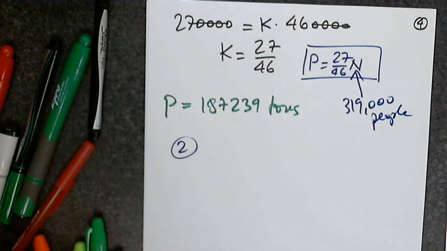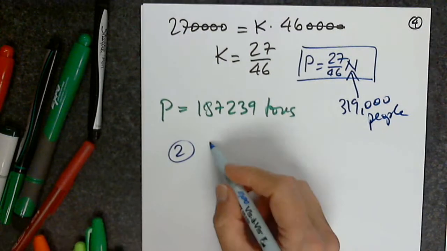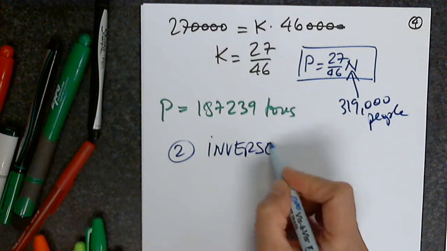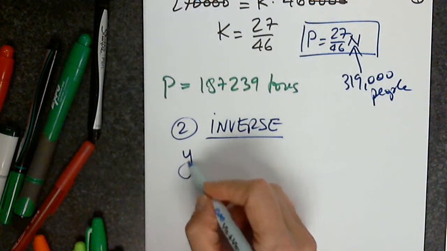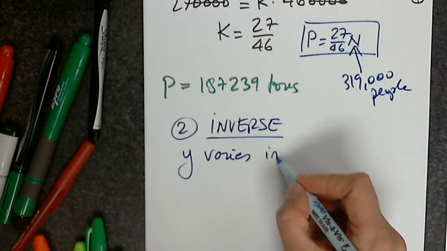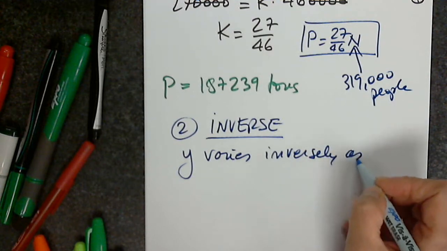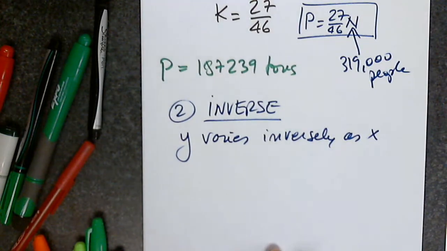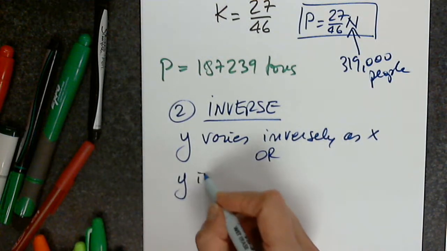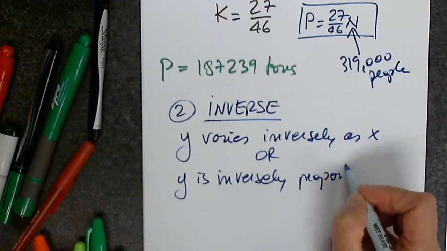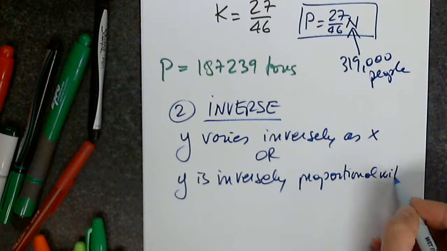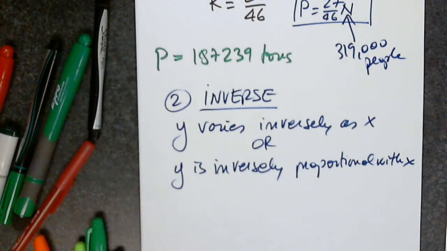The second type of relationship between variables is inverse. I could be told, or I could read somewhere, one of two options. Y varies inversely as x. Or I could be told y is inversely proportional with x. Regardless, one or the other, it doesn't matter.